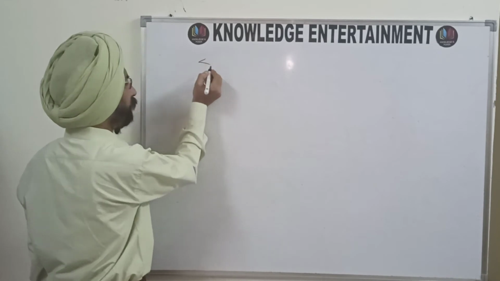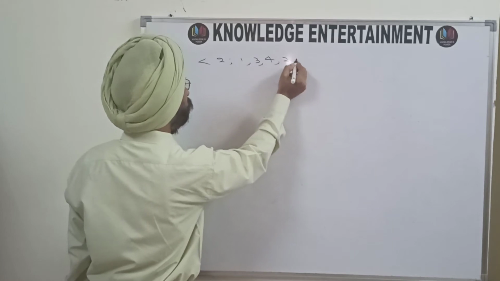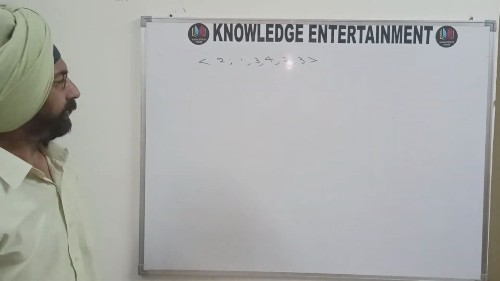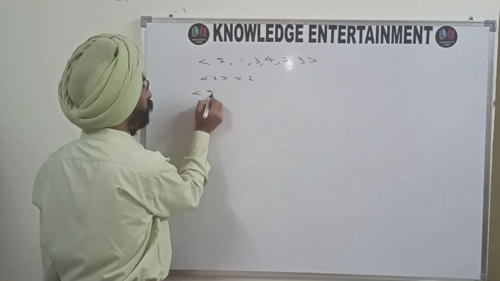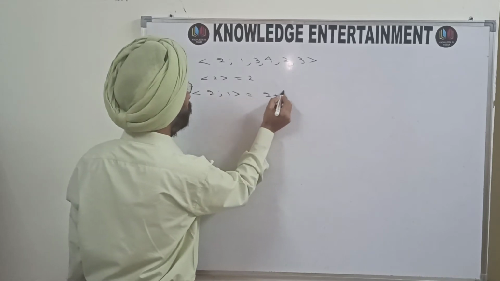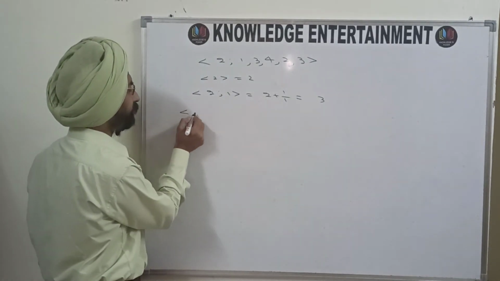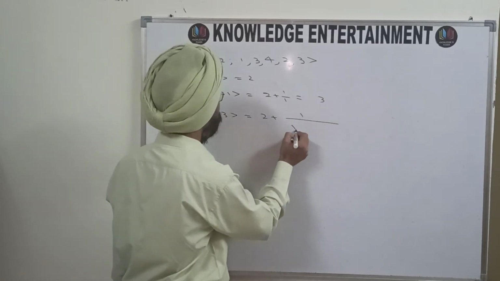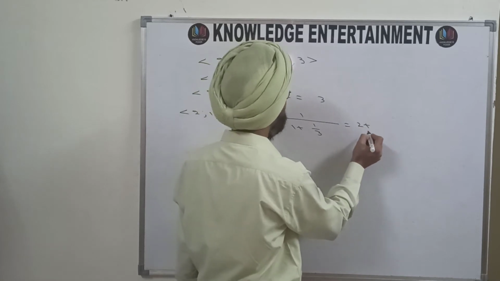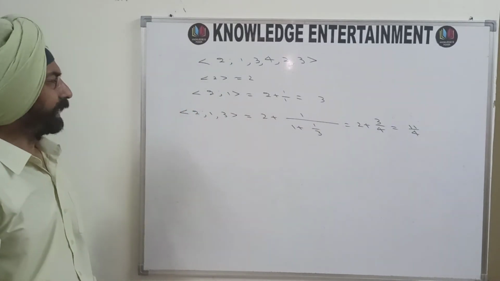Let it be the number [2, 1, 3, 4, 2, 3]. Then the 0th convergent is 2. The first convergent is [2, 1], that means 2 plus 1 upon 1, which is 3. This is the first convergent. The second convergent is [2, 1, 3], that means 2 plus 1 upon 1 plus 1 upon 3, which is 2 plus 3 upon 4, equal to 11 upon 4. This is the second convergent.